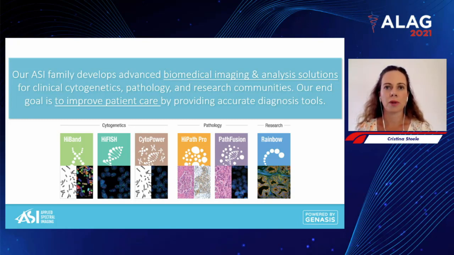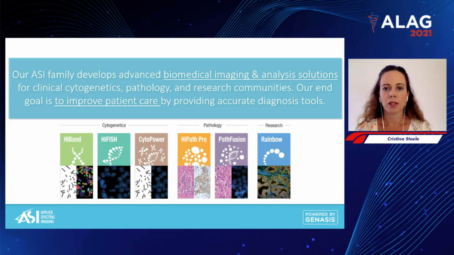How ASI's programs and products are determined by specimen type. So for cytogenetics, for G banding, karyotyping, hyperspectral karyotypes, we have the HiBand product. HiFISH is designed for any fluorescence in situ hybridization samples and their imaging. And CytoPower is the combination of both.